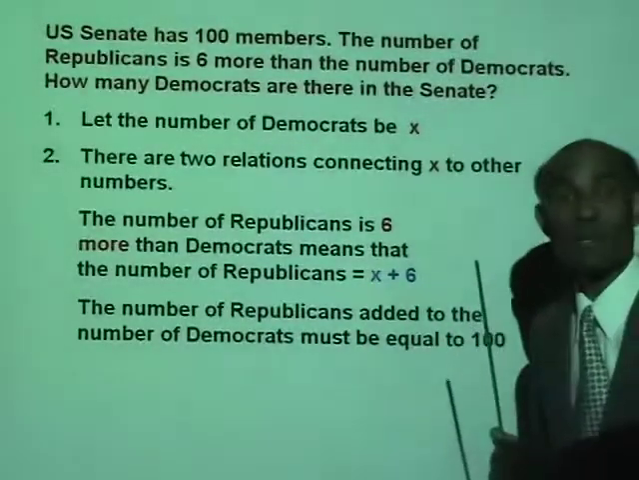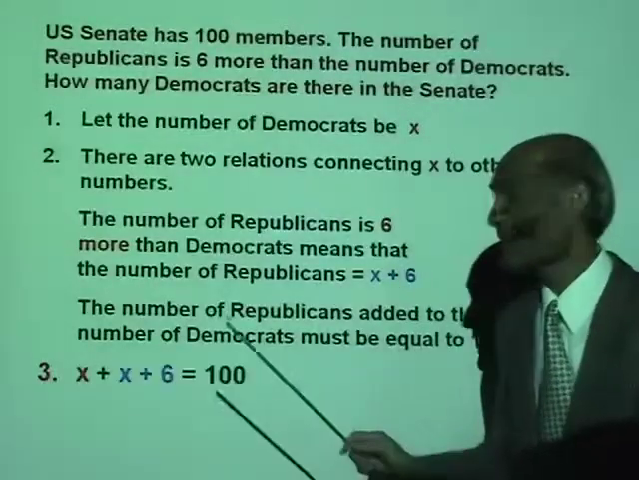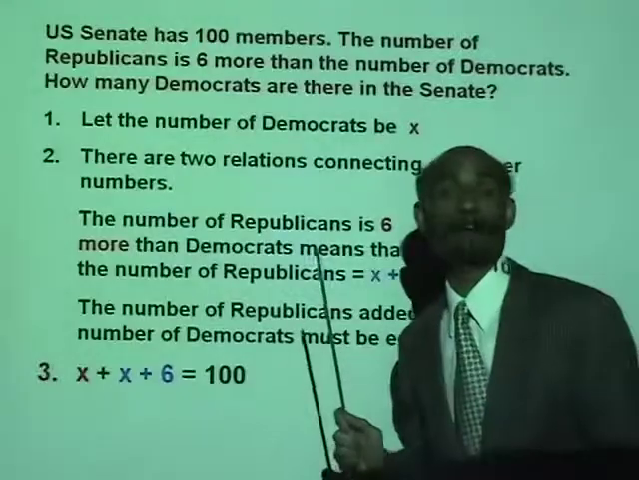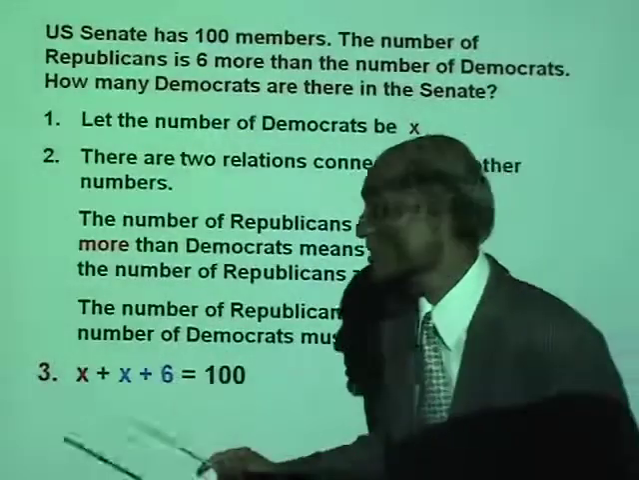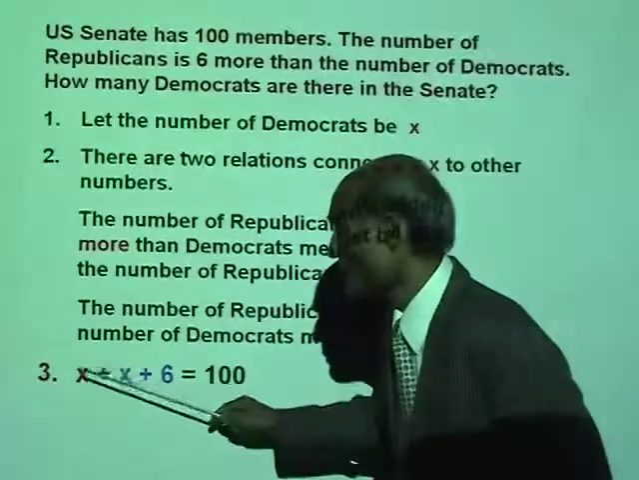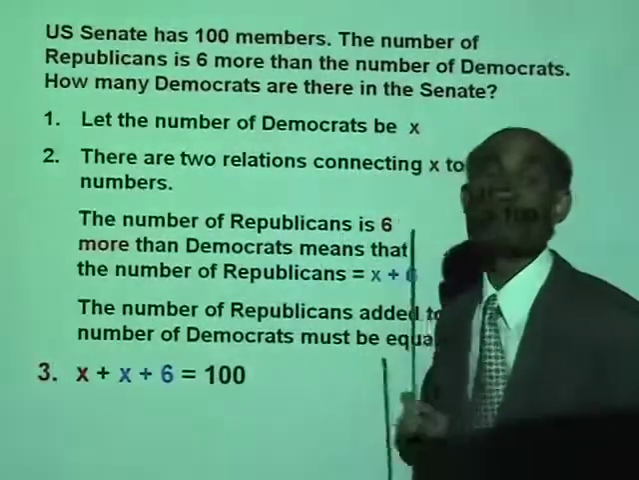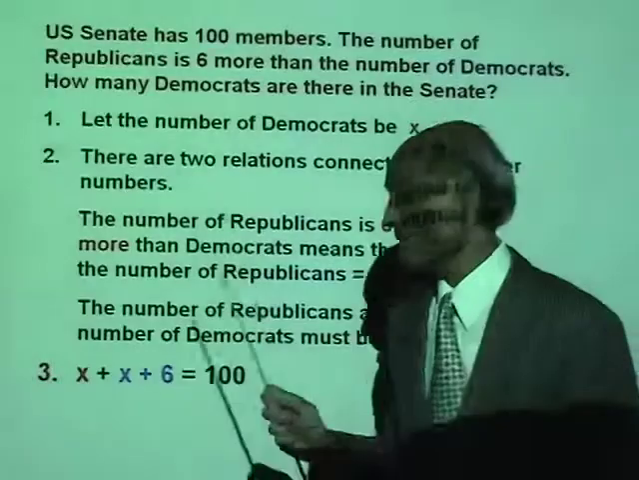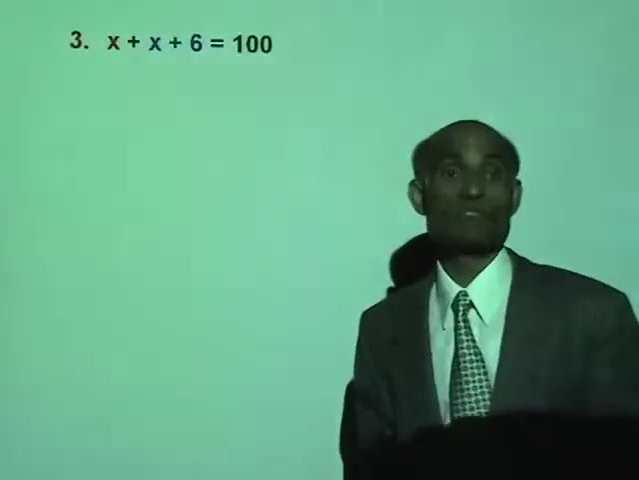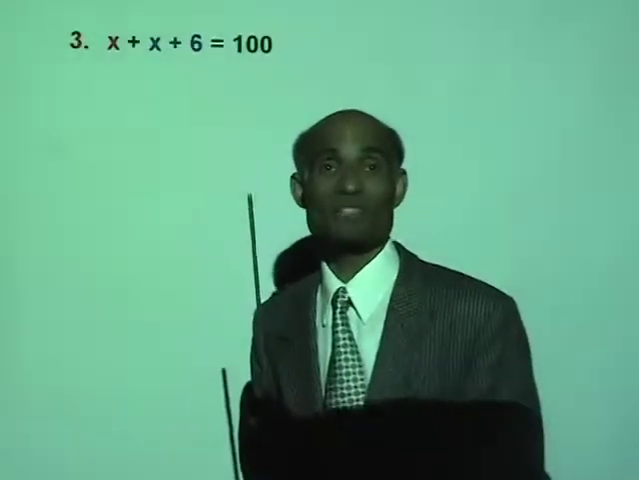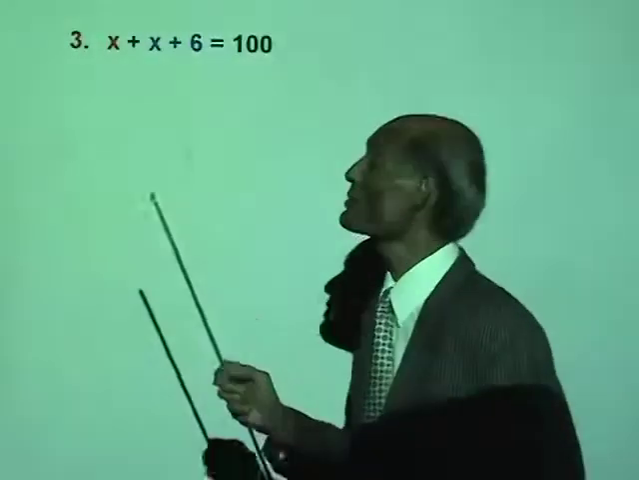Can you write down that equation? Yes, x plus x plus 6 equals 100 is our equation. The number of Democrats added to the number of Republicans will give you 100. And now we need to solve this equation. I have that equation again on the top of the slide. Can you solve that equation?